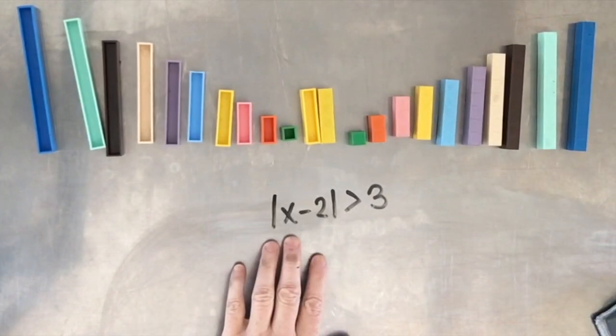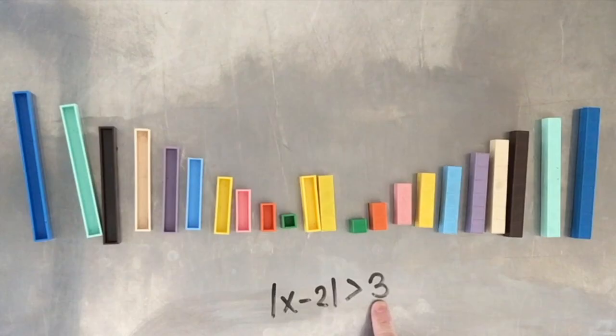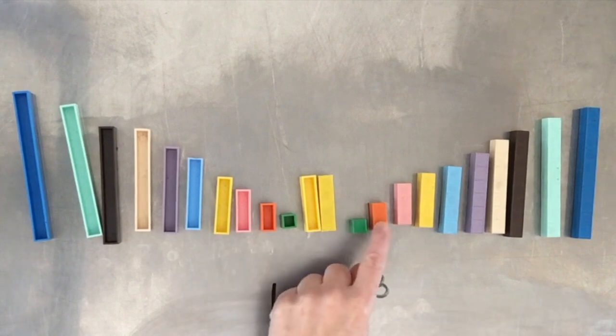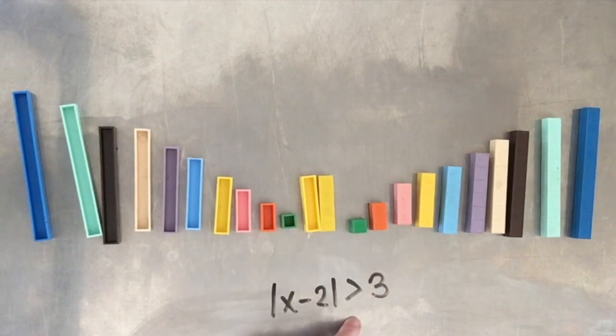This says the absolute value of x, take away 2, is going to be greater than 3. How many steps are we from 0? Well, we're greater than 3 steps from 0. And that means that, like, this is only 1 step from 0. This is 2 steps from 0. This is 3 steps from 0. It doesn't say equal to, so it says greater than.